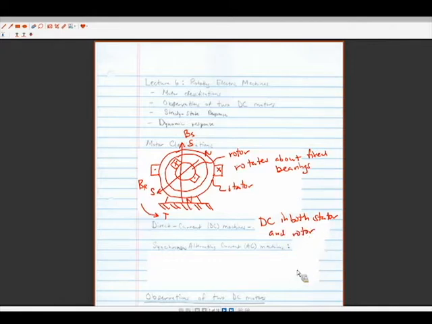We're going to also be talking about synchronous alternating current machines. We're not going to talk about AC machines in all that much detail, but we will get into a little bit. So this is typically AC in the stator, DC in rotor, or vice versa.